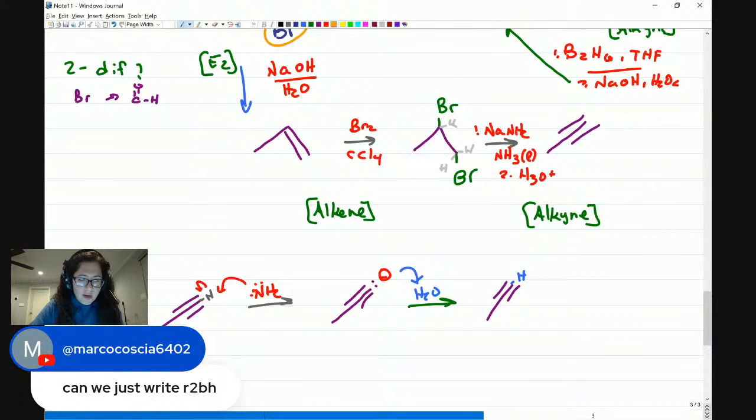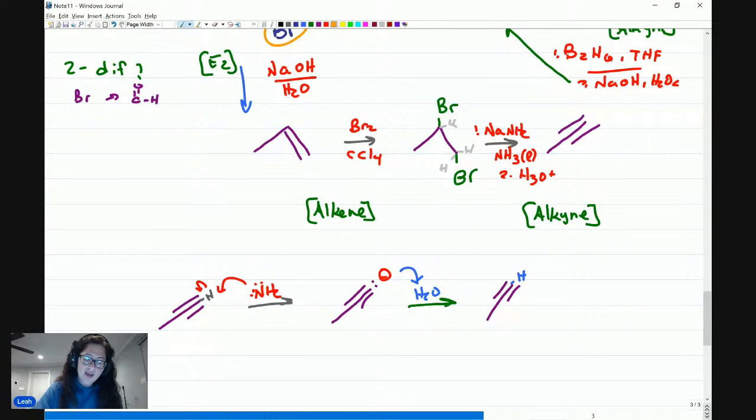Can we just write R2BH? R2BH is an intermediate that forms in the mechanism. I haven't seen it taught as this is the reagent, but if your professor taught that, then go for it.